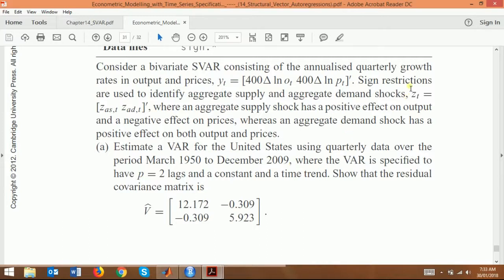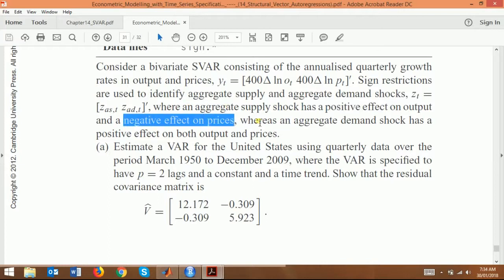Consider a bivariate SVAR consisting of the annualized quarterly growth rates in output and prices. Sign restrictions are used, scaled by 400, to identify aggregate supply and aggregate demand shocks. An aggregate supply shock has a positive effect on output and a negative effect on prices. So what we are looking for is a positive effect on output and a negative effect on prices. Aggregate demand shock has a positive effect on both output and prices. So 1, minus 1, 1, 1.